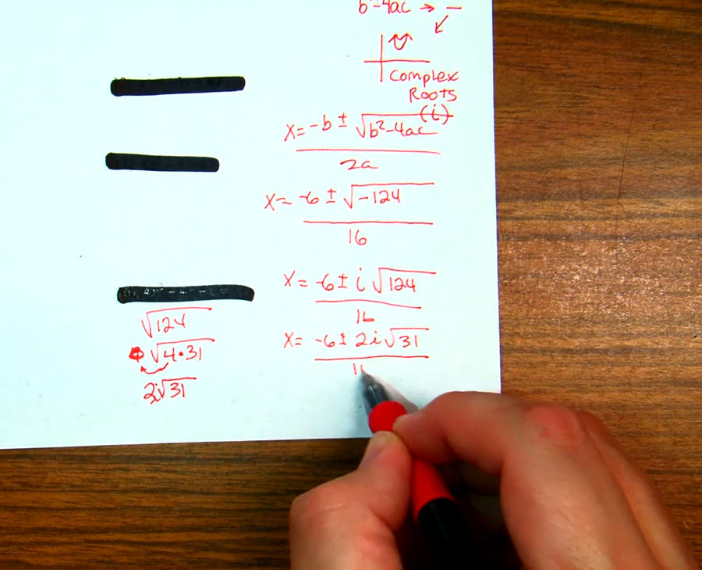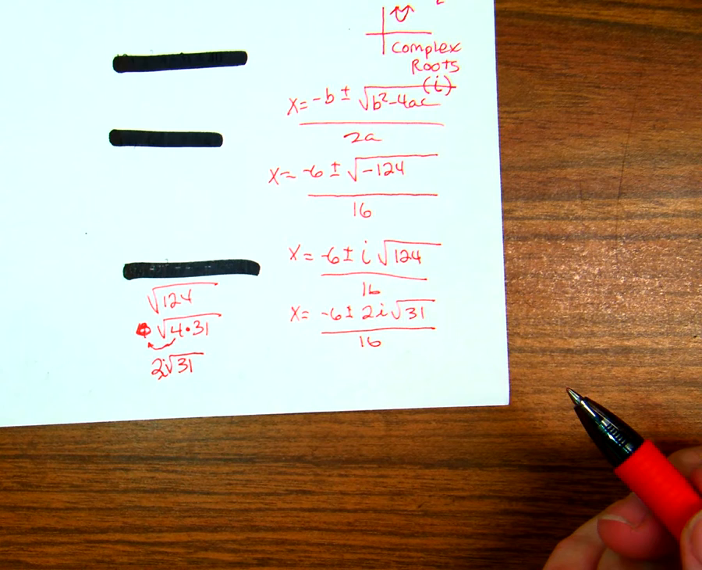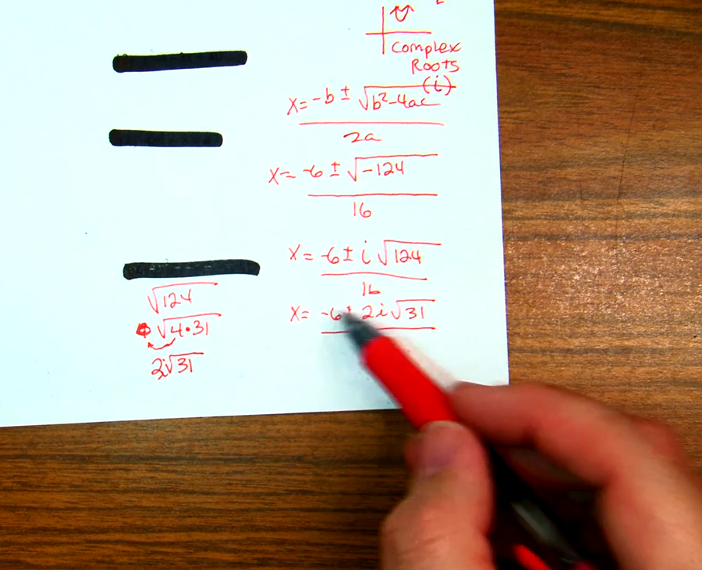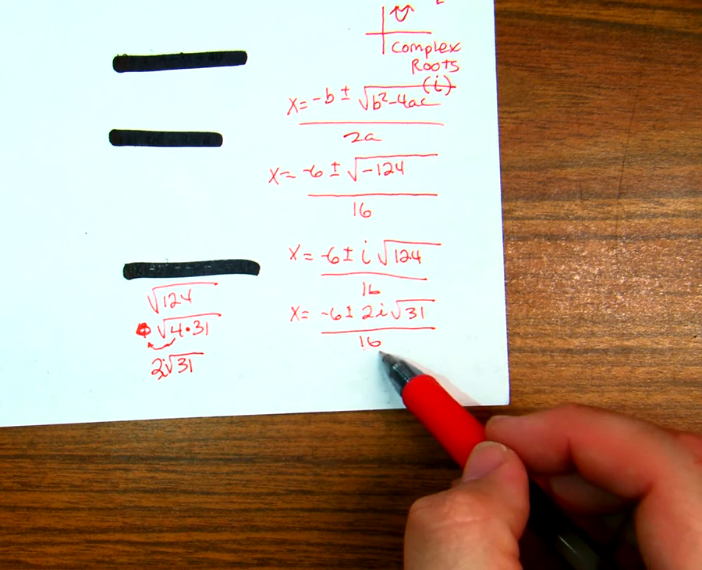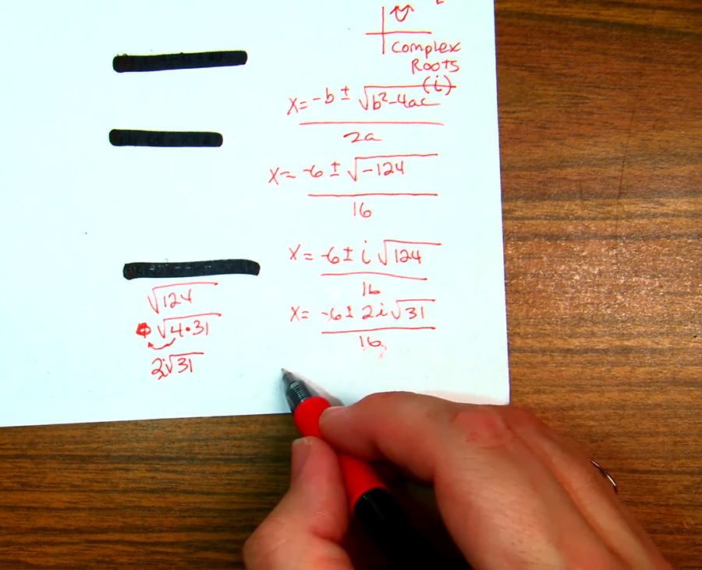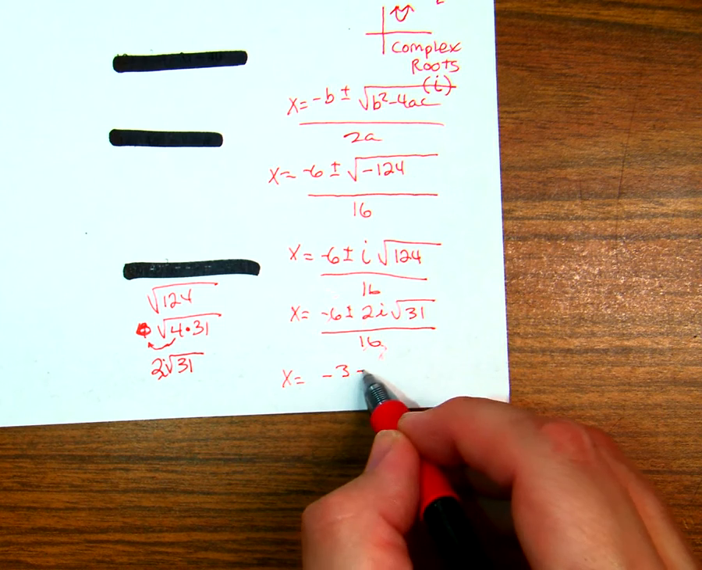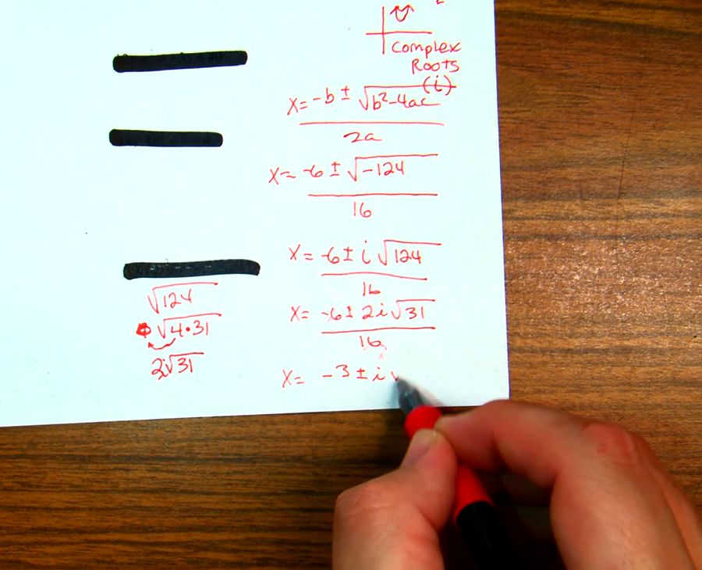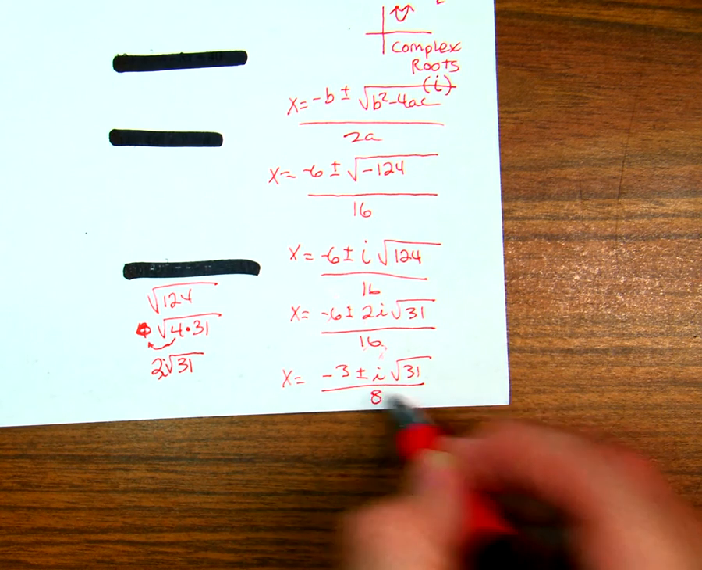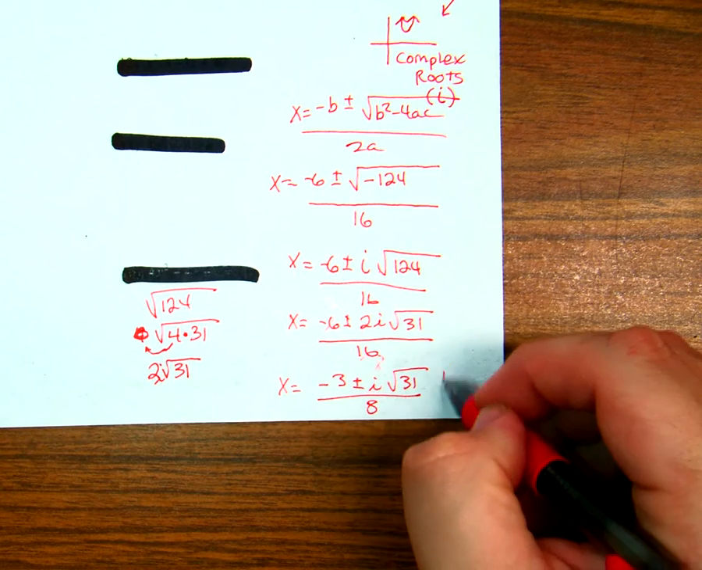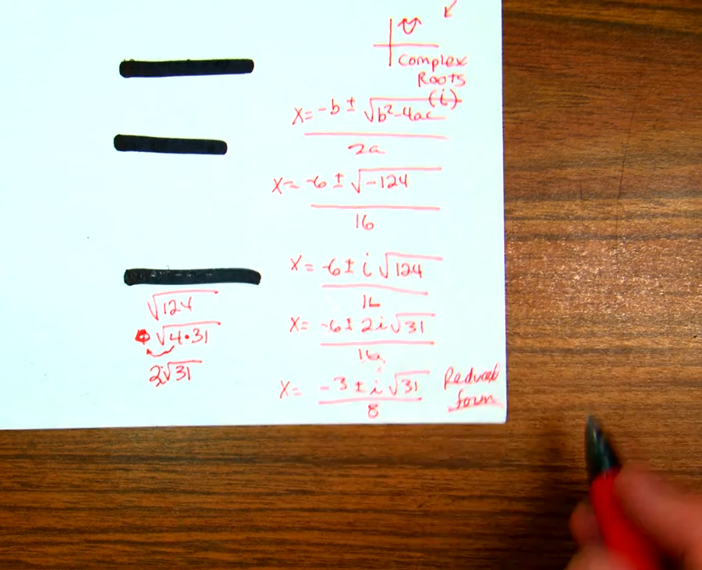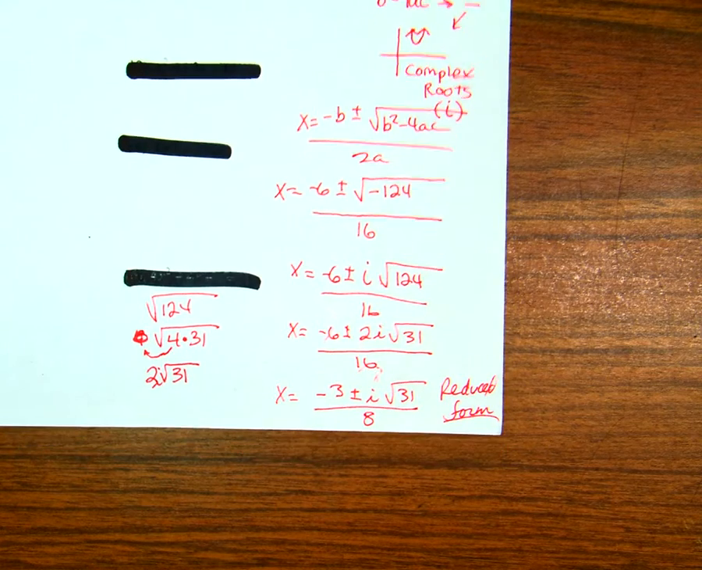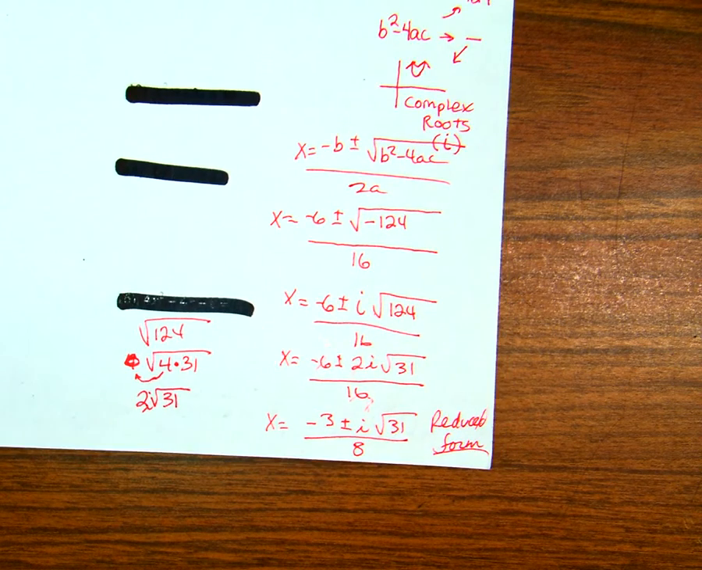And then I can divide out the 2. 2 goes into 2 once, goes into 16 eight times, goes into 6 three times. X would be equal to negative 3 plus or minus i times the square root of 31 over 8. That's the reduced form. That's the answer for that one. I might ask you not to reduce it right off the bat.